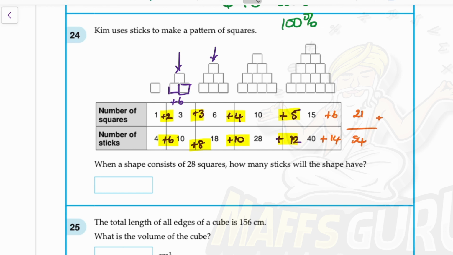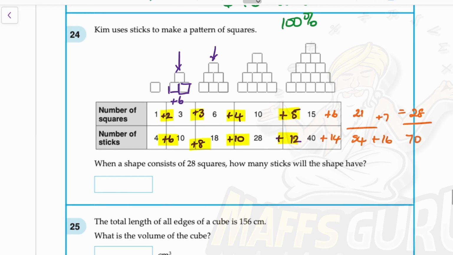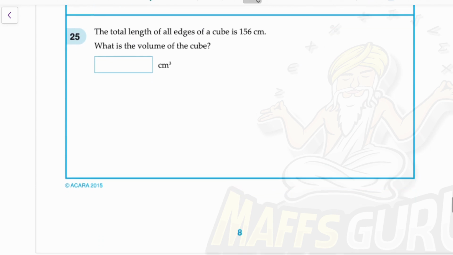What I'm going to add on now, I'm going to add on 7 to give me 28, and then I'm going to add on 16 here to give me 50, 60, and 70, 54, 64, 70 matchsticks. Cool, that question was quite tricky, really. Again, I had to sit and think about that one for a moment.